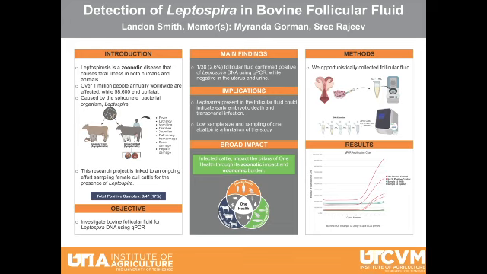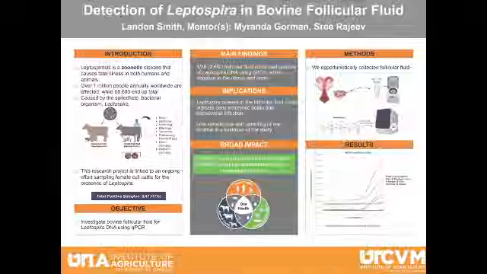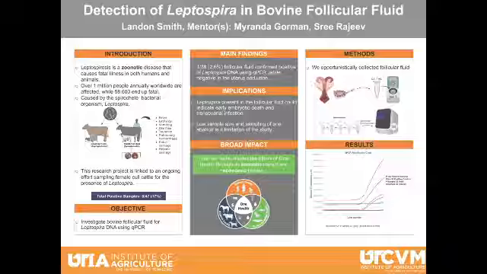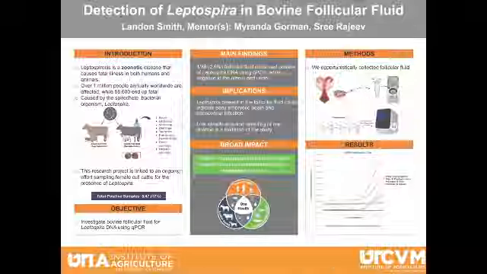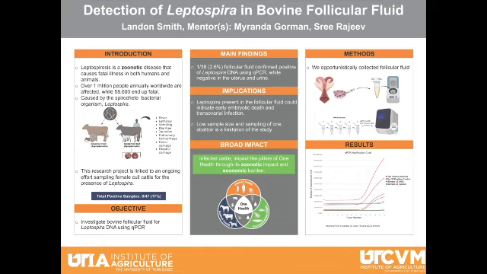To begin, I'm going to start by telling you a little bit about what leptospirosis is. Leptospirosis is a zoonotic disease that causes fatal illness in both humans and animals. Because this one is a little bit more specific, this zoonotic disease can transfer between people and animals, meaning another human can give it to another human, but also a human can give it to an animal, and vice versa. While only around 1 million people annually worldwide are affected, about 58,000 end in fatality.